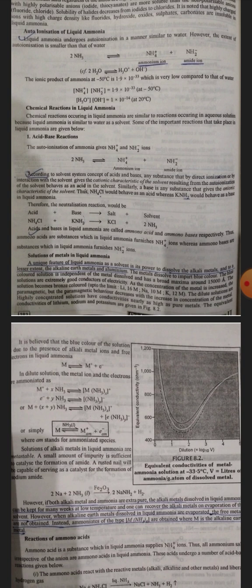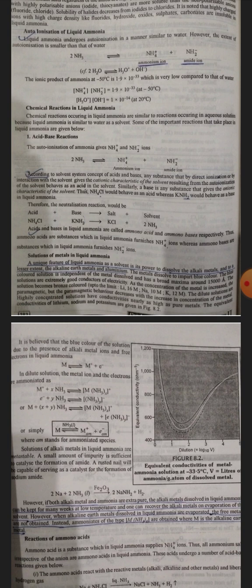Now we will discuss the acid-base reaction. The auto-ionization of ammonia gives NH4+ and NH2- ions. According to the solvent system concept of acids and bases, any substance that by direct ionization or by interaction with the solvent gives the cationic species of the solvent, resulting from the auto-ionization of the solvent, behaves as an acid in that solvent. Similarly, a base is any substance which gives the anionic species of the solvent. Thus NH4Cl would behave as an acid, whereas KNH2 would behave as a base in liquid ammonia.